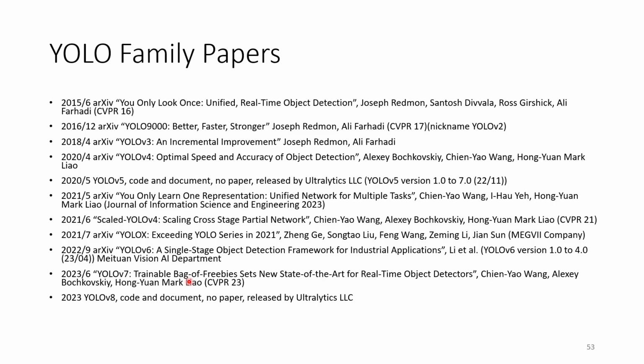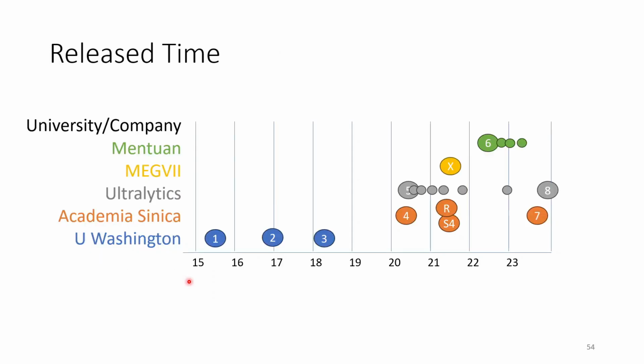Let me draw a figure like this. So this is YOLO 1, 2, 3, 4, 5, 6, 7, 8. The first 3 papers were published by the University of Washington. And then the first author no longer did research on this topic, and I don't know why, and I couldn't find any information about it.